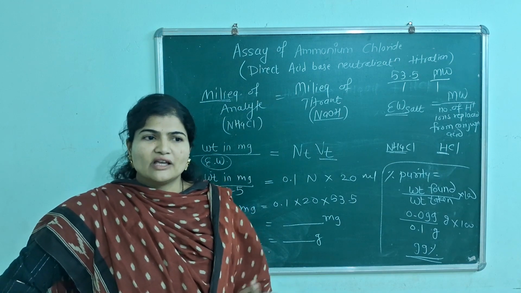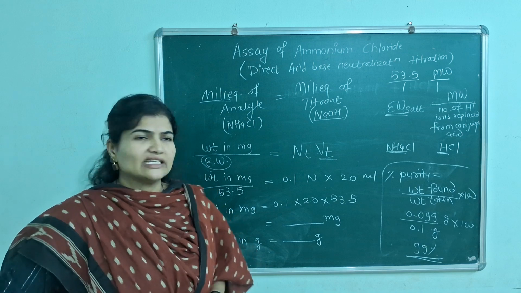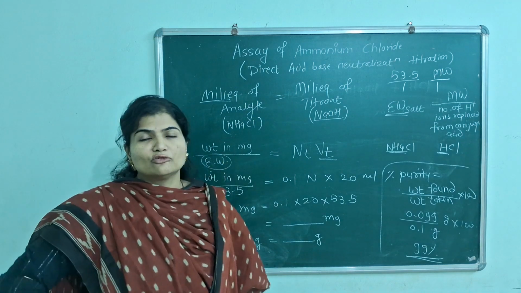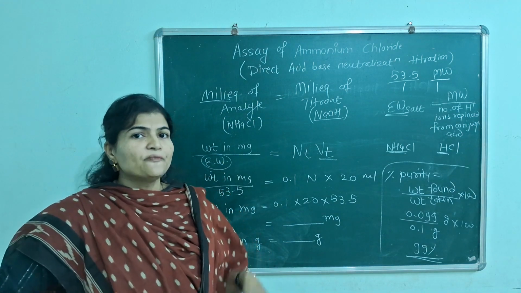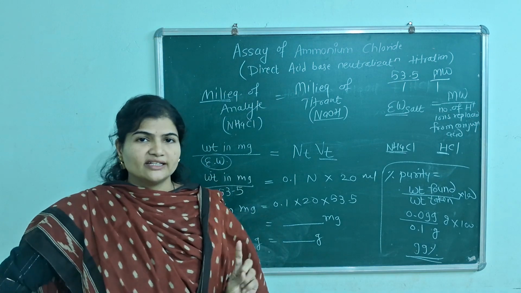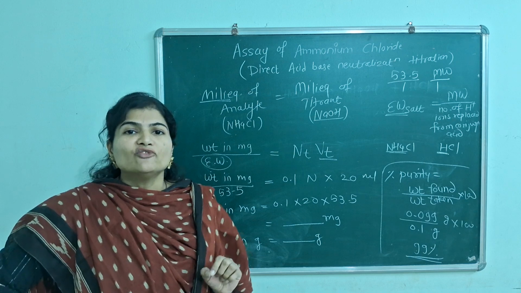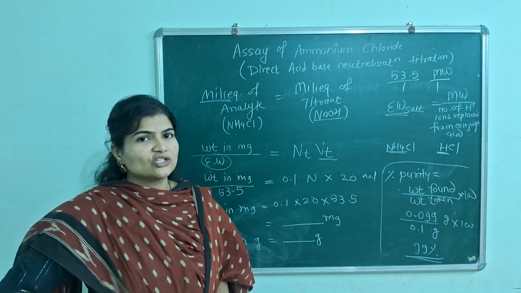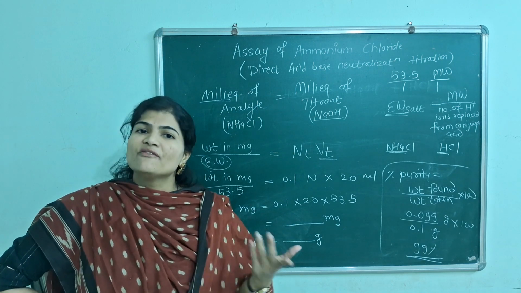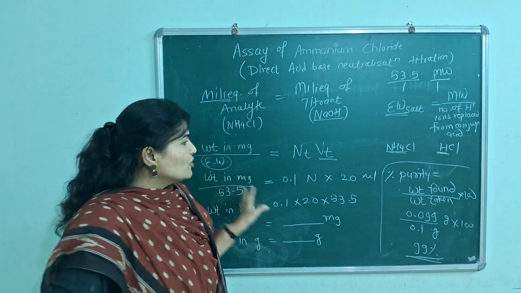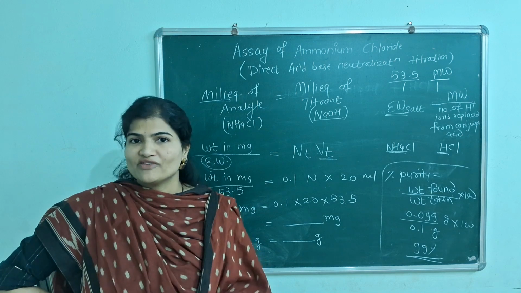Assay means you are actually calculating the percent purity of the analyte. So here by this method also we can calculate percent purity. This method or this calculation technique is particularly useful if you are dealing with normality concentrations. For molarity you can easily use factor calculations. So I hope you understood the assay of ammonium chloride.